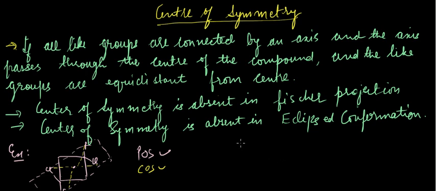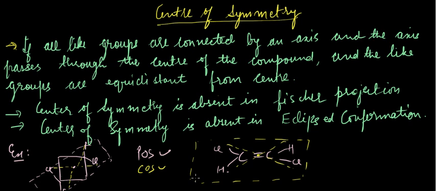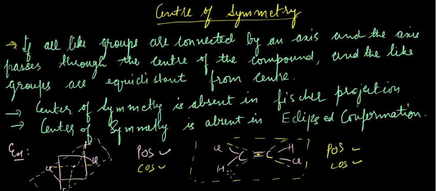Okay, let us draw this compound. So is center of symmetry there in this compound? Yes, center of symmetry is obviously there in this compound. How? From the center of the compound we can find Cl and H equidistant, and obviously the horizontal plane is the POS. So POS is there and COS is also there.